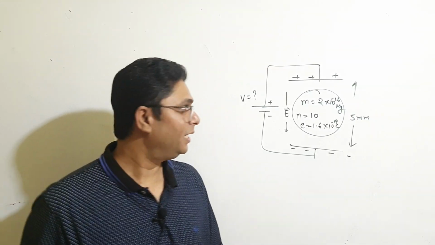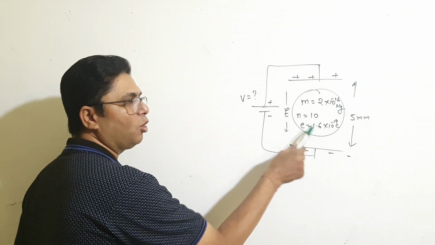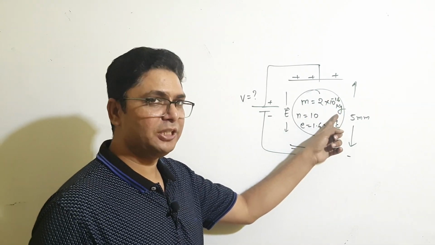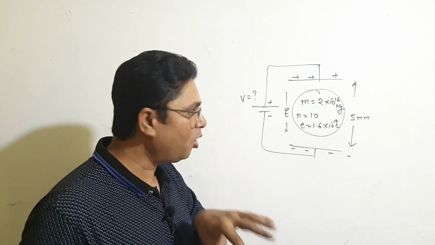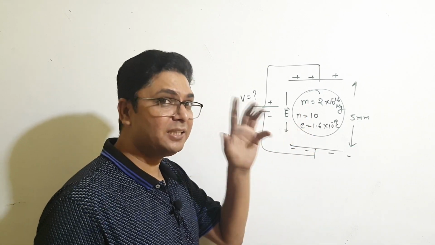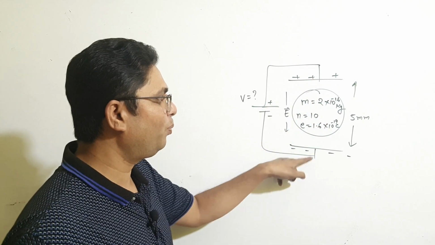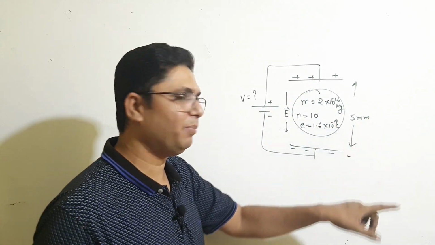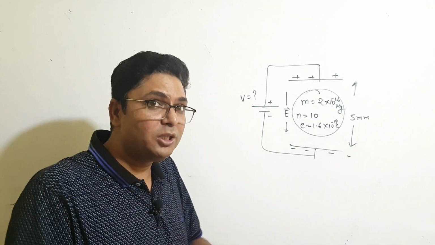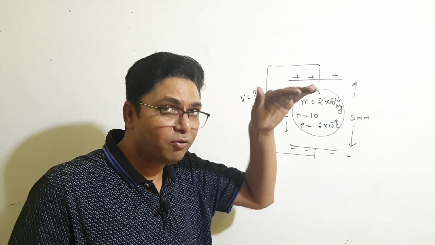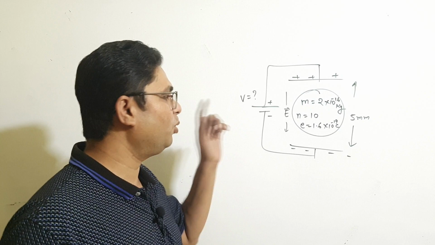The second numerical is, here you have an oil drop. An oil drop has mass 2 × 10^-16 kg and the charge on the oil drop is 10 e. This oil drop is kept between two plates having 5 mm separation. Then what is the potential applied so that the oil drop will stay in air and not fall down? Let us find the potential V.